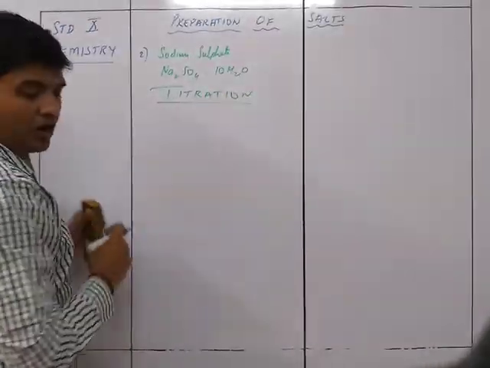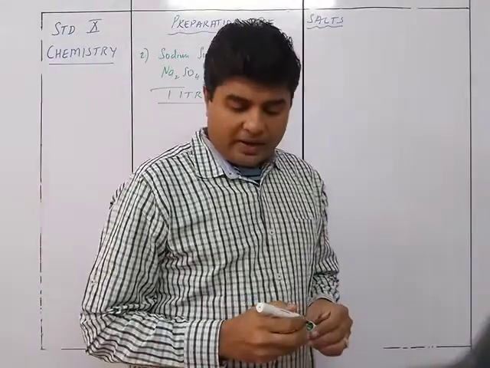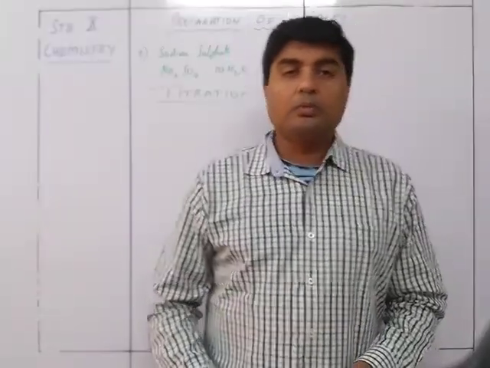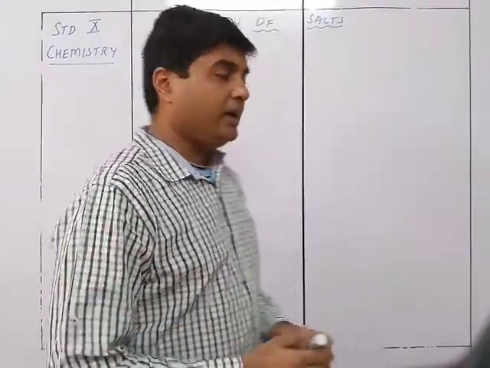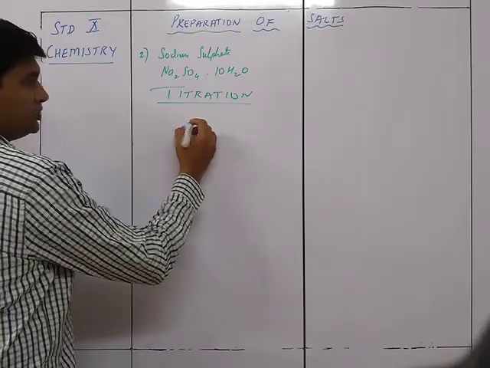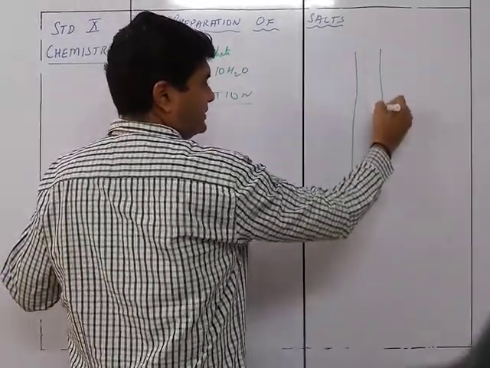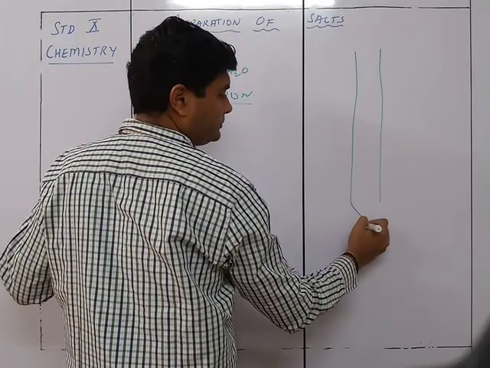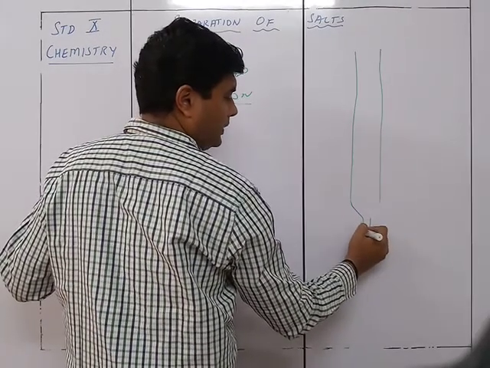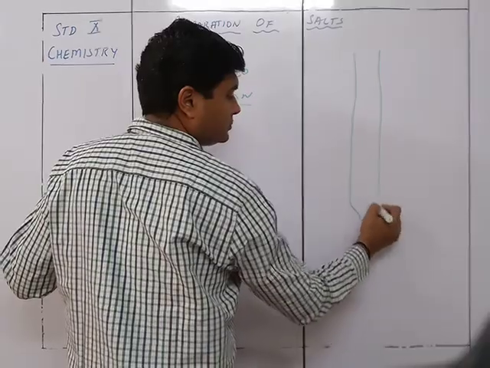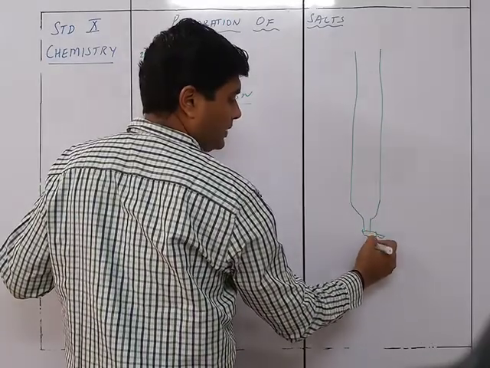Okay, this process is called titration. Now in titration, what you are going to have will be a burette. So there will be a long tube-like structure over here. This is called a burette. It has got a tap over here. So this is a tap.